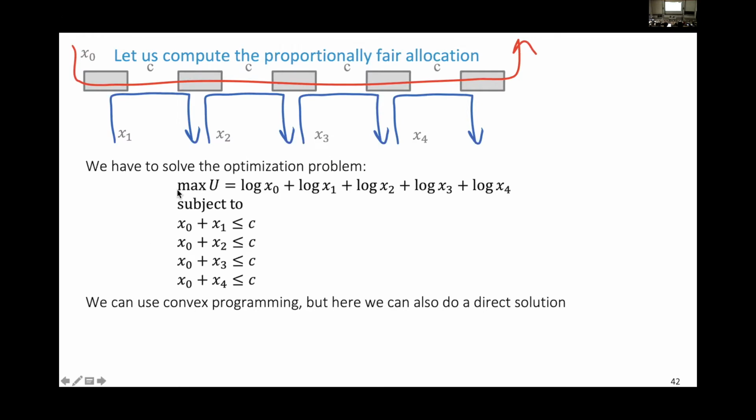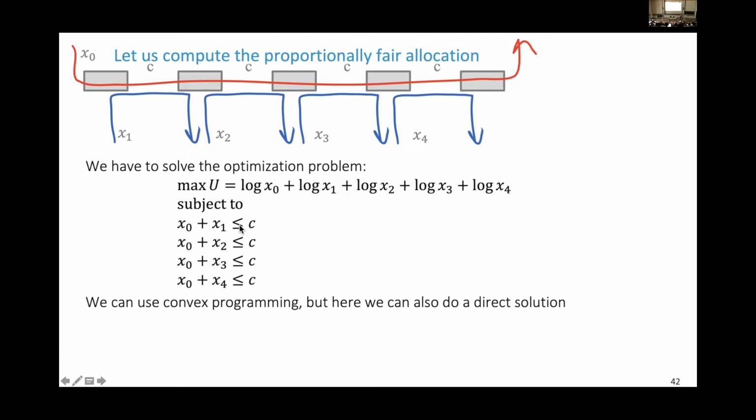Well, and now we know what we should solve. Let's compute the proportionally fair allocation for the first example that we observed. So I should maximize what? I should maximize the aggregate, the sum of logarithms of the rates. Here in this example, it is logarithm of x0 plus logarithm of x1 and so on, subject to some constraints. These constraints are business as usual. Each link gives me one constraint. For example, the submitted rate to this link should not exceed the capacity, which means x0 plus x1 should be less than or equal to c.